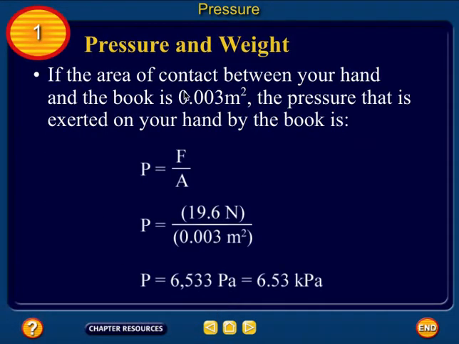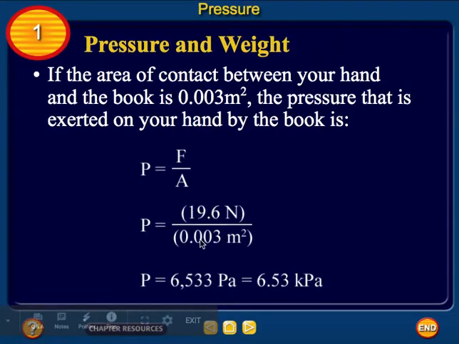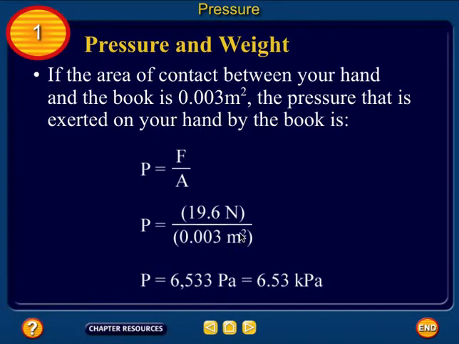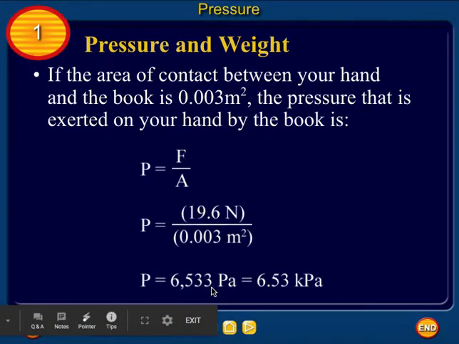The area of contact between your hand and the book is 0.003 meters squared. If you take your meter stick and make this big square, and you say how much of my hand makes up that square, here's that measurement. The pressure exerted on your hand by the book is then the force in the numerator, which we calculated at 19.6 newtons, over the area, which is 0.003 meters squared. You divide that and get 6,533 pascals, or 6.53 kilopascals.